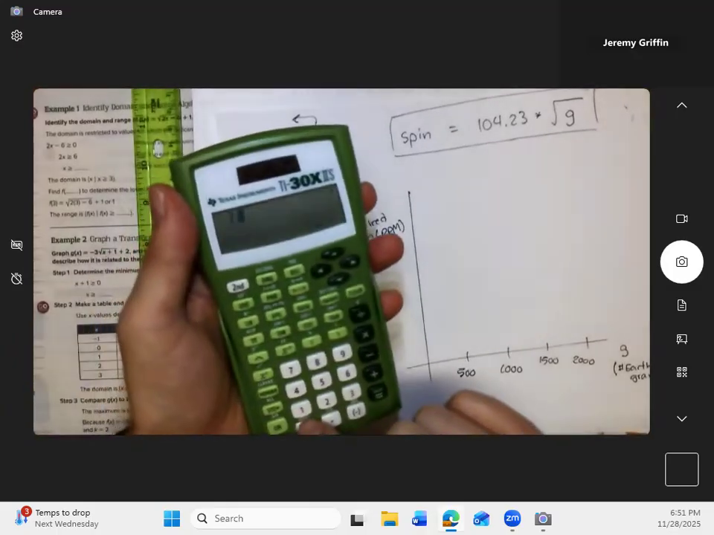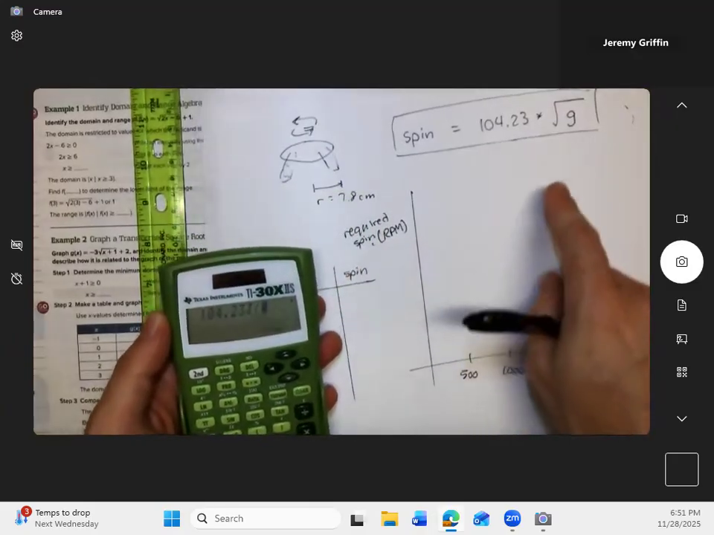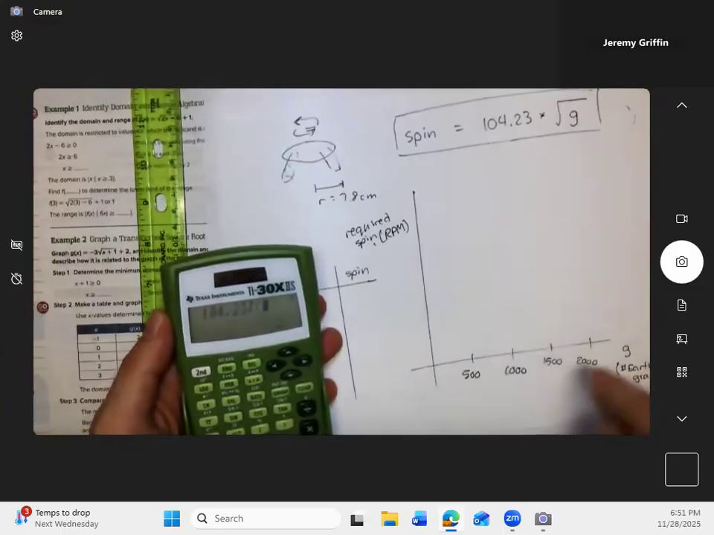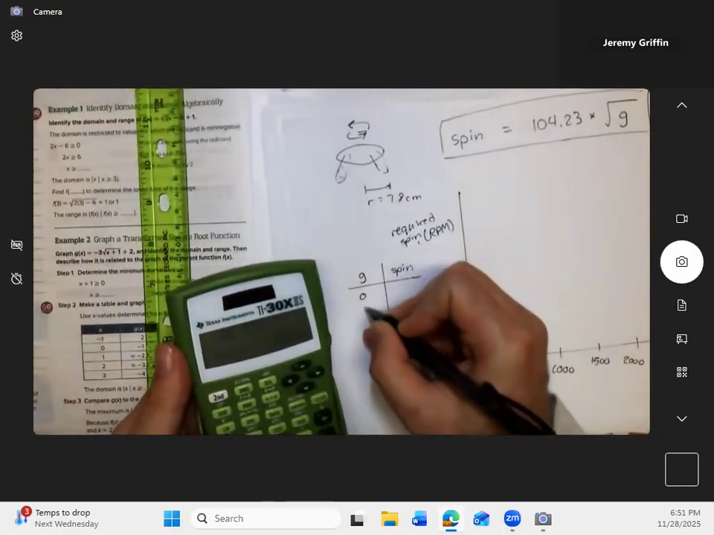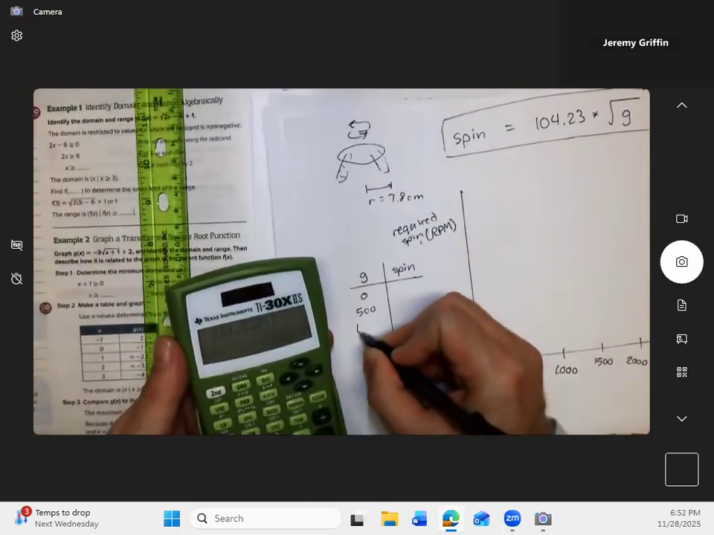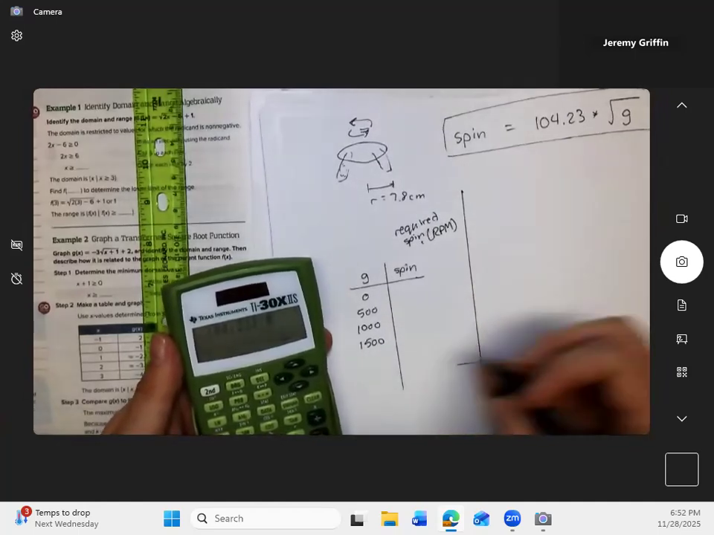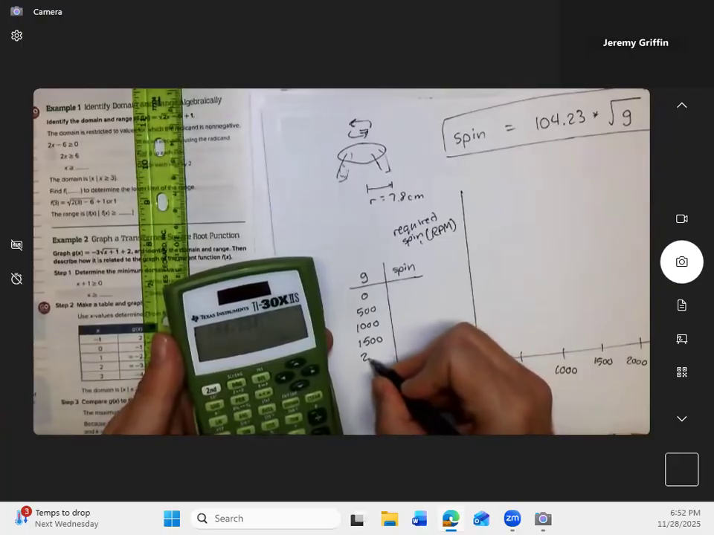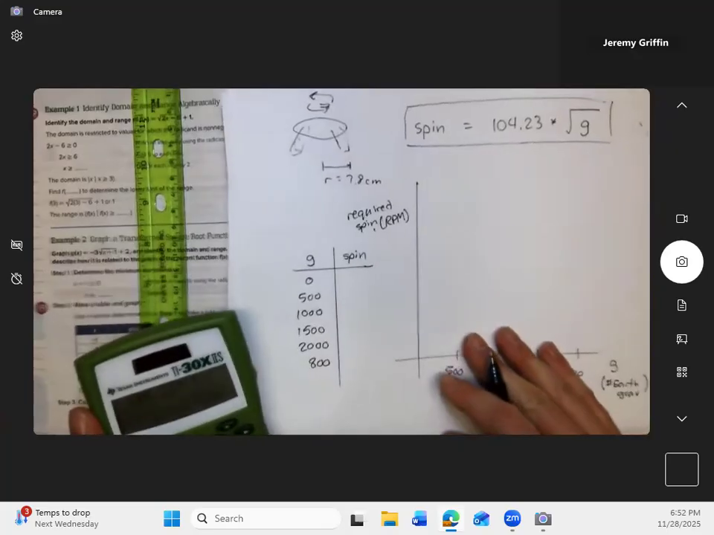Let's go 104.23 times the square root of G. I'm going to plug in my base value first. So go 0, 500, 1,000, because if I plug in my base value first, I'll have an idea of what range I should go with on this graph. I think I said the number 800 earlier, so I'll throw that in there too. Okay, so we got all these values.